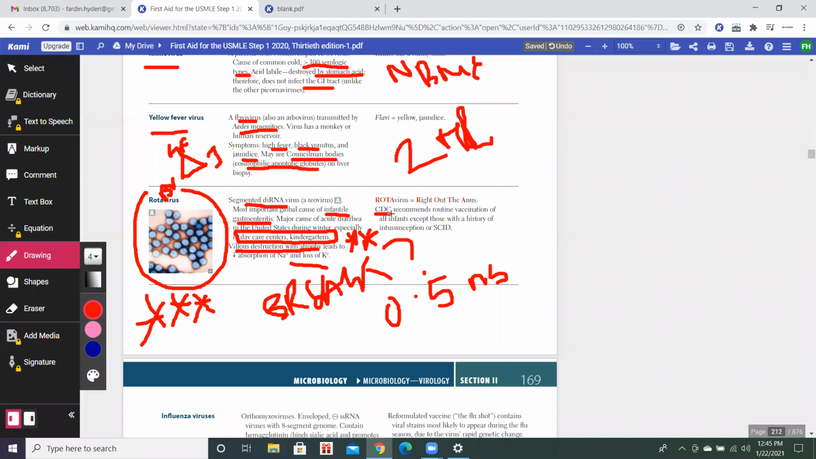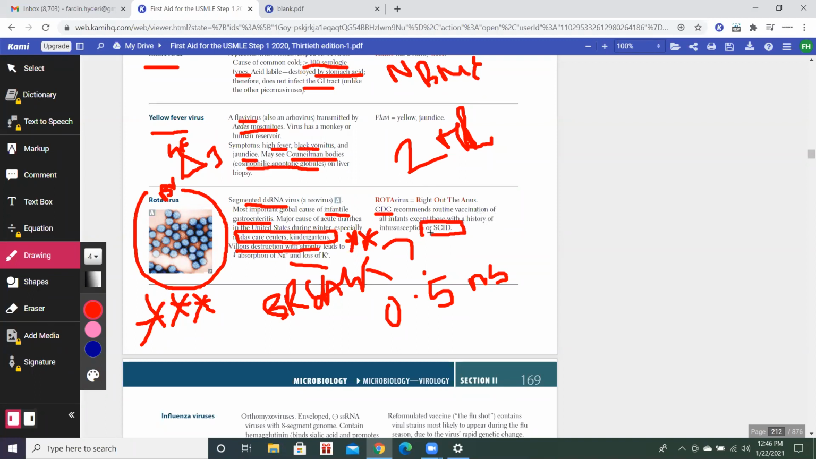CDC, meaning the Centers for Disease Control, does it cause intestinal obstruction also? Yes. Do you remember we talked about this intestinal obstruction? Because rotavirus will increase the size of the GI lymph nodes, especially the Peyer's patches. They will inflame them and enlarge them, and that will be an area for intestinal obstruction. So rotavirus can also cause intestinal obstruction. CDC is the Centers for Disease Control. They recommend routine vaccination of all infants except those with a history of SCID.